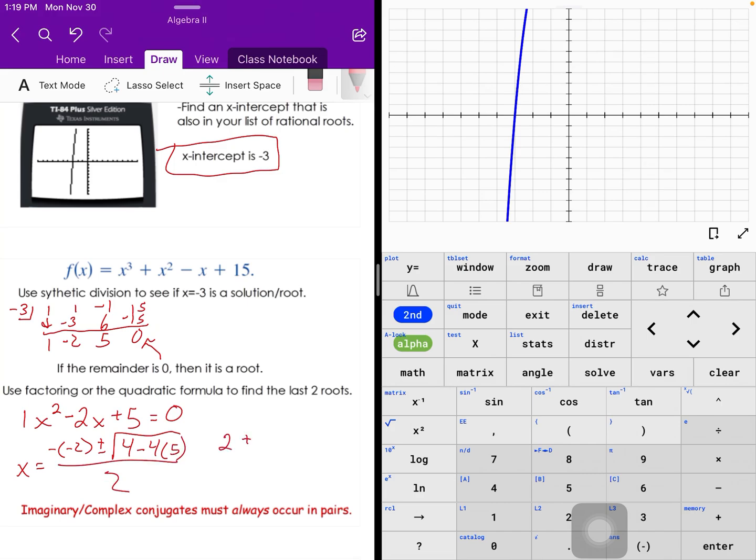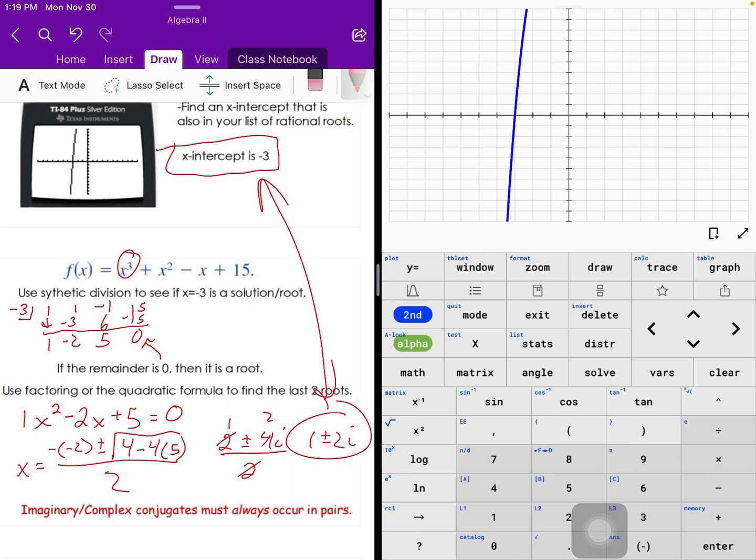and 2 plus or minus. I think that's going to work out to be the square root of negative 16, so 4i all over 2. And I can reduce that. I can take them all, divide them by 2, and get 1 plus or minus 2i. And along with that 3 right here, would give me the 3 roots that I'm looking for.